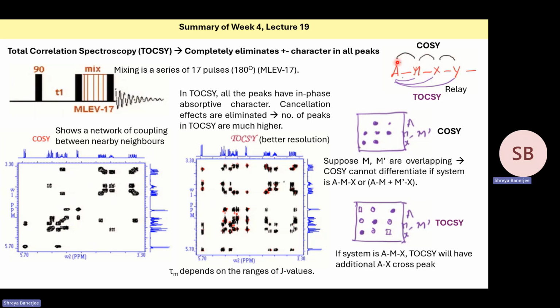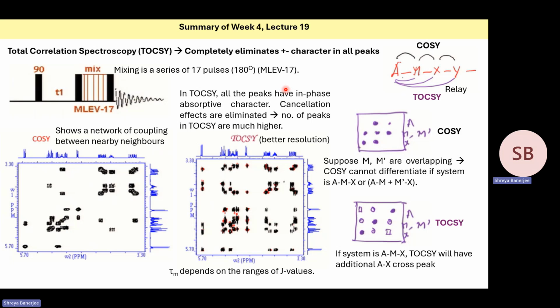COSY will only show cross peaks between the immediate neighbors. So A will show with M, M will show with both A and X, X will show with M and Y, and so on. But TOCSY will show all possible correlations. So A will go with M, A will go with X, A with Y. So in TOCSY, the number of correlations is much larger. You can see in COSY, the network of coupling is only between the nearby neighbors.